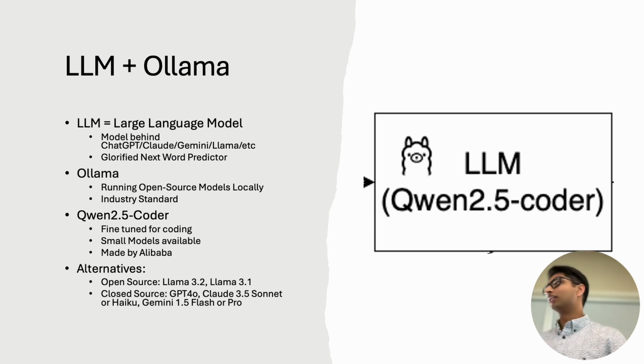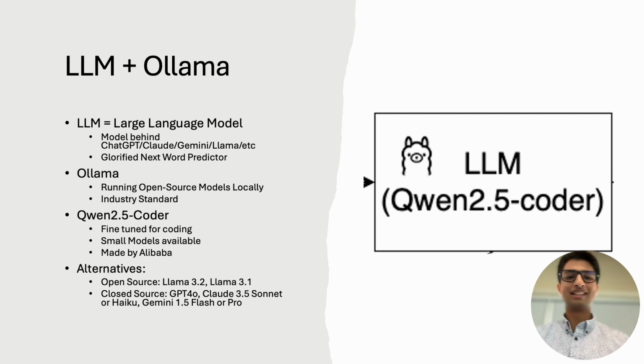There are a lot of alternatives, of course. Llama by Meta for open source is one of the most common ones that everyone knows. There are also other variations of Llama that are fine-tuned for coding as well. And then, of course, there are closed source models like ChatGPT, which is GPT-4o. You can even use GPT-4 or o1 or o1 Mini, Claude 3.5 Sonnet or Haiku. They just released the API for that, which is kind of cool.